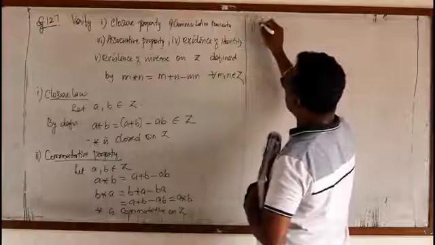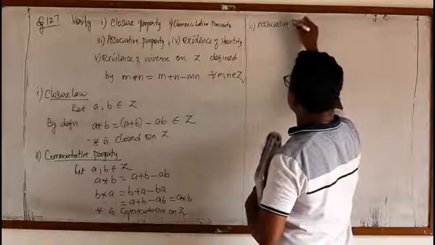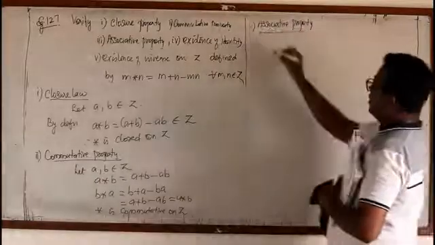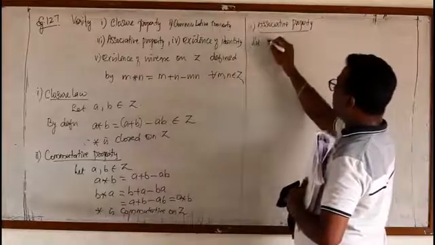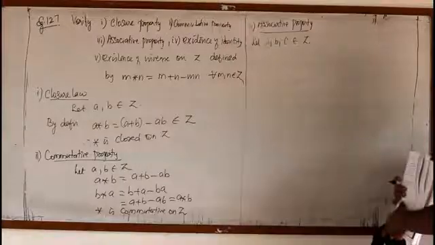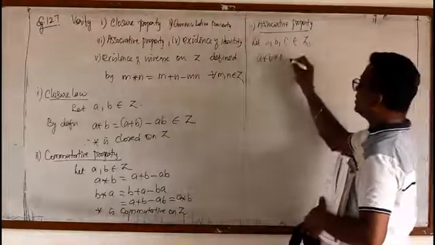Third, associative property. For the associative law, I need three elements. Let A, B, C belong to Z. Then A star B star C.